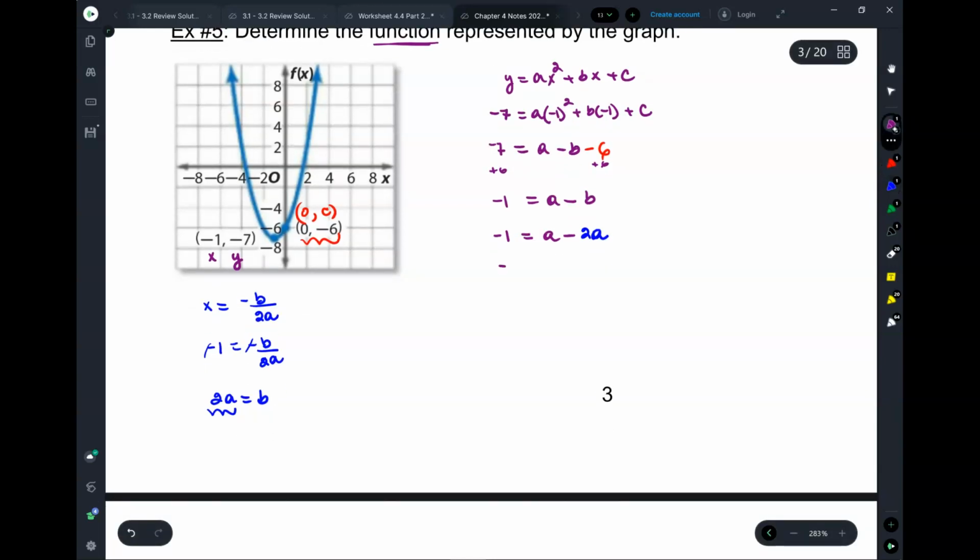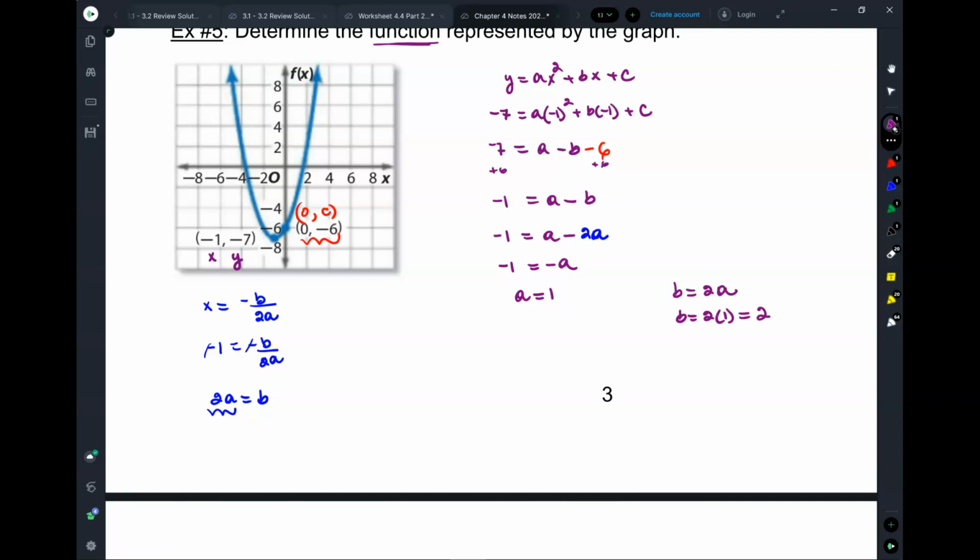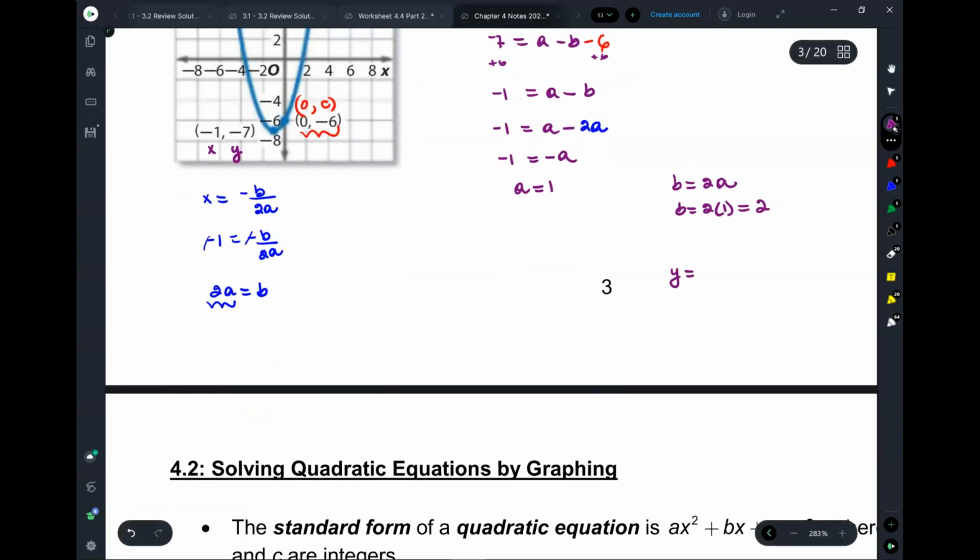Okay, so negative 1 is equal to how much? Negative a, so what's a equal to? 1. So I got a, I know c, now I need b. B is equal to 2a, so b is equal to 2 times 1, which is 2. Now I got a, I got b, I got c, I got all the pieces of my puzzle, so I can say y is equal to a is 1, x squared, plus 2x minus 6, but of course we don't write 1x squared, so it'll just be x squared.